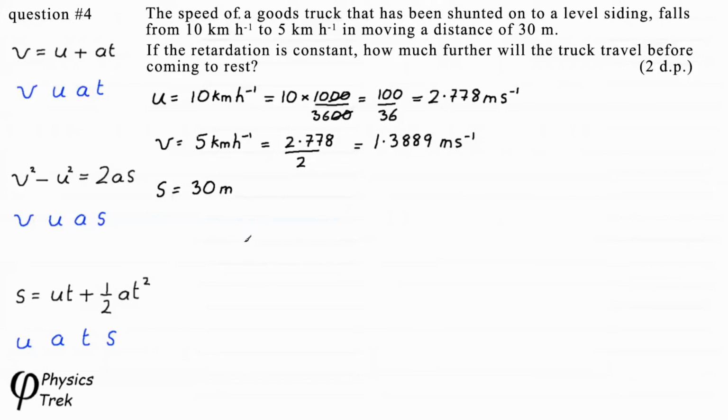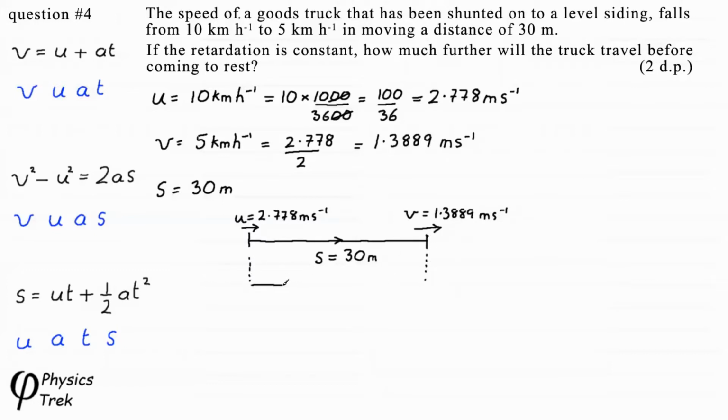So let's quickly draw our diagram. This is the distance S, which is equal to 30 meters. We have our initial velocity U, which is 2.778 meters per second. Final velocity V, which is 1.3889 meters per second. And we need to find out what is the acceleration A.